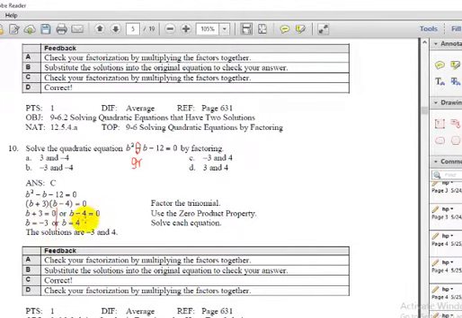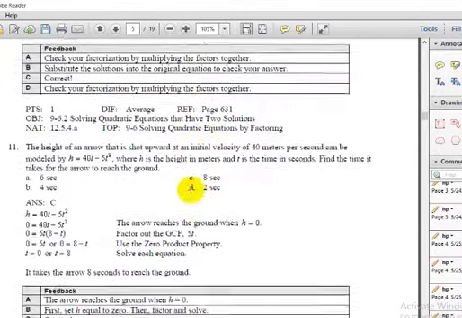And negative 4 will go to the other side with 4. So the answer will be negative 3 and 4, which is C. Very good. Let's see here.